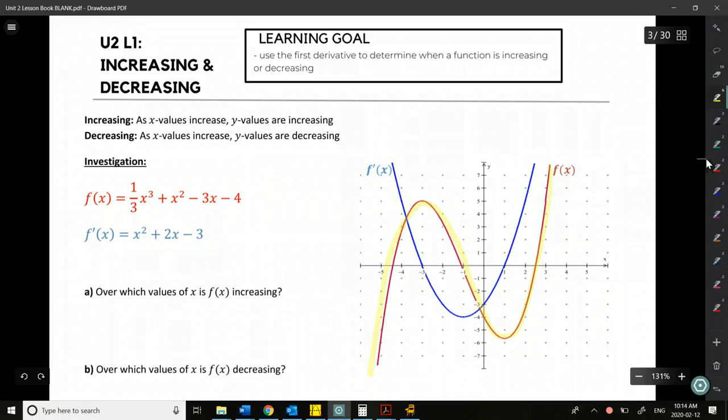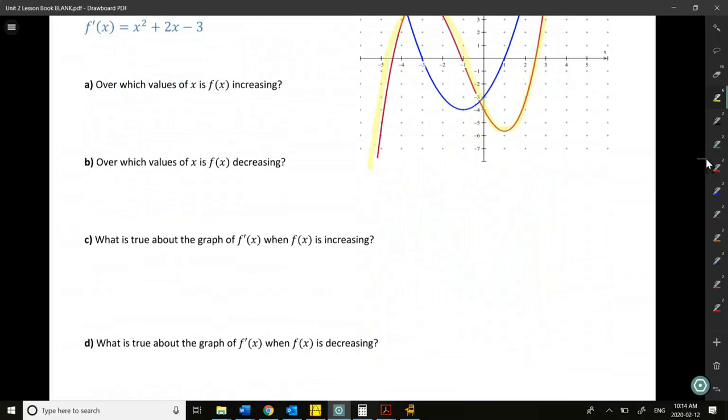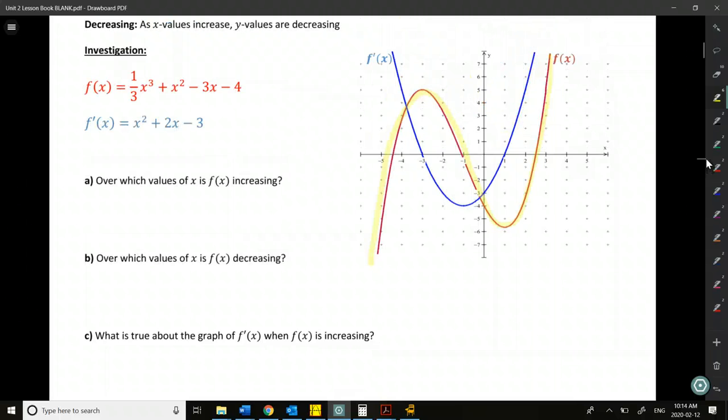The quadratic is the graph of the derivative. We're going to examine what's going on with the original function f of x and how that relates to the function f prime of x. First I want you to decide where f of x is increasing and decreasing, and then say what you notice about f prime of x when f of x is increasing and f prime of x when f of x is decreasing.